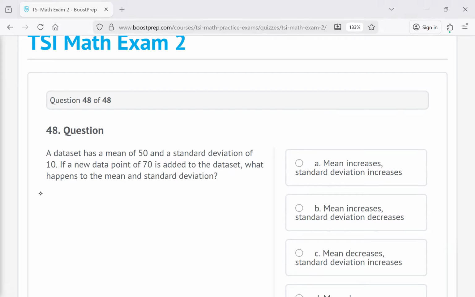So when you add 70 to the data set, which originally had a mean of 50 and a standard deviation of 10, what happens is the mean increases and the standard deviation increases. So A.